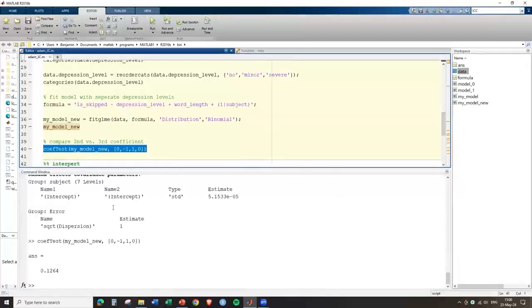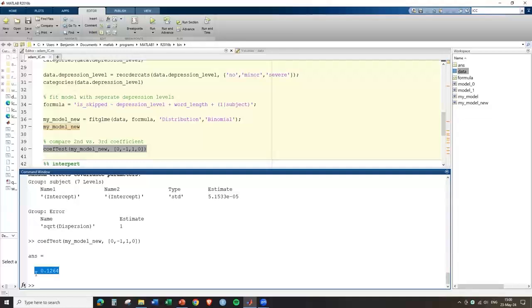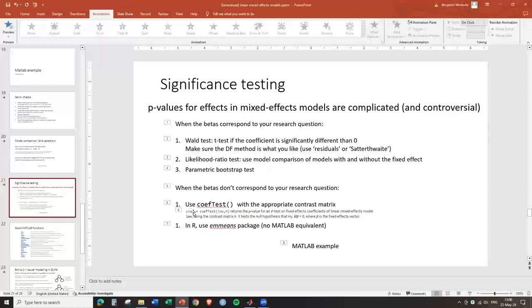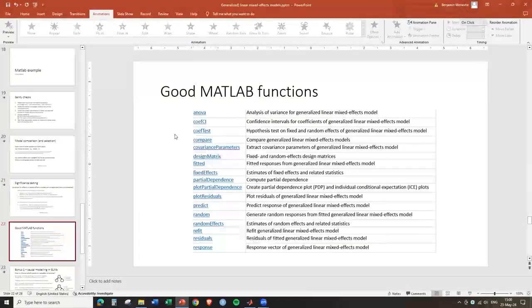Unfortunately, I don't know why, it only gives a p-value. It doesn't give anything else. And the p-value is not significantly different. I read in MATLAB how it can do more, but I just saw it gives a p-value. So that's what we get. These are some good MATLAB functions that you can use after you fit the model. coefCI gives you the confidence intervals for the coefficients. coefTest is the comparison between the models. If you want to plot the residuals, or you want just the random effects from the model, or just the residuals, good stuff.